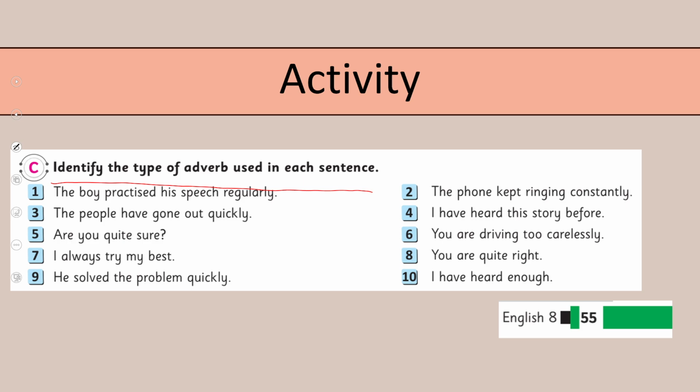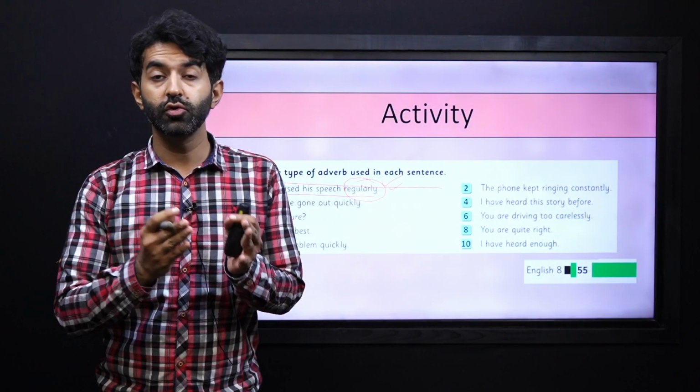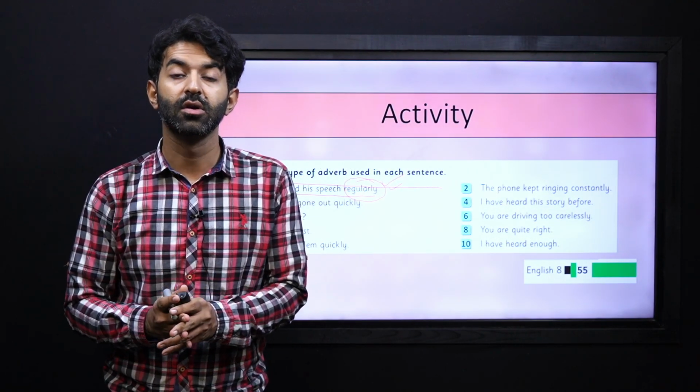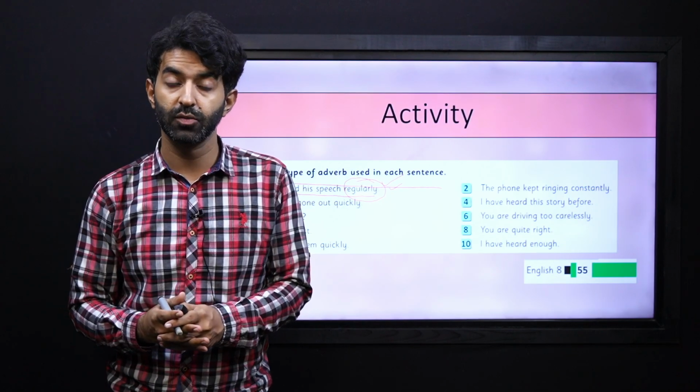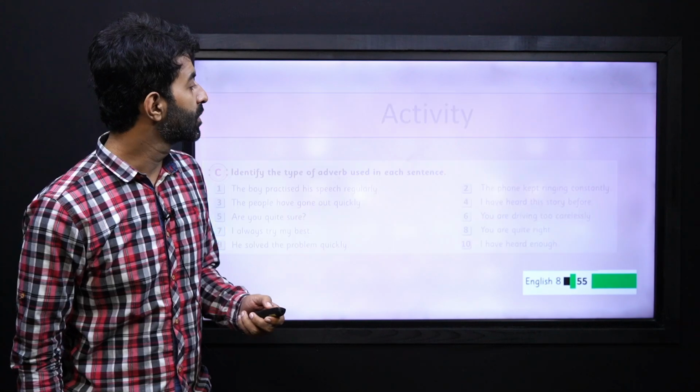So, for example, the boy practiced his speech regularly. Can you spot the adverb? Good. This is regularly. It's our adverb. But what type of adverb is it? Is it adverb of time, place, or manner? This is adverb of frequency. So, I would ask you to go through the previous slide again and learn all these adverbs and types by heart and then solve this activity.